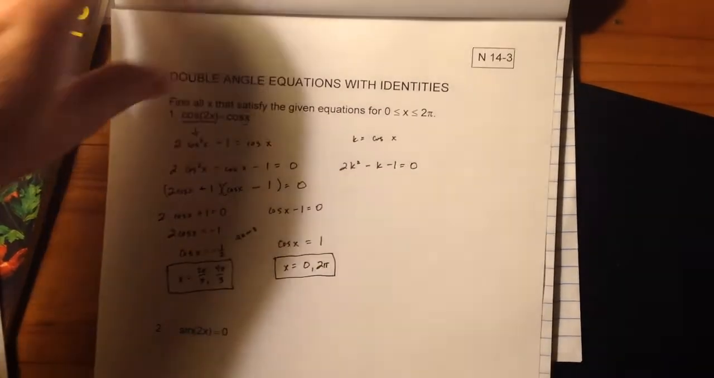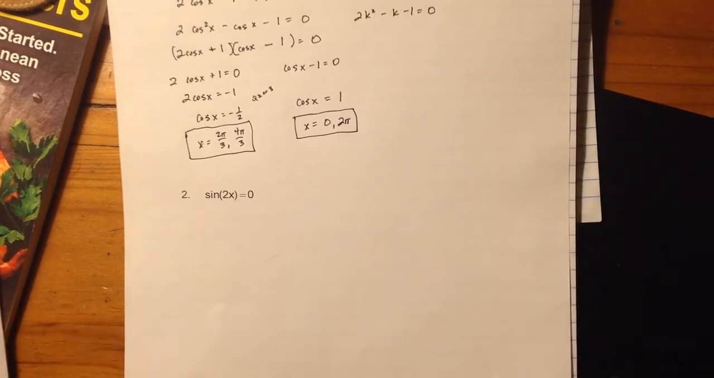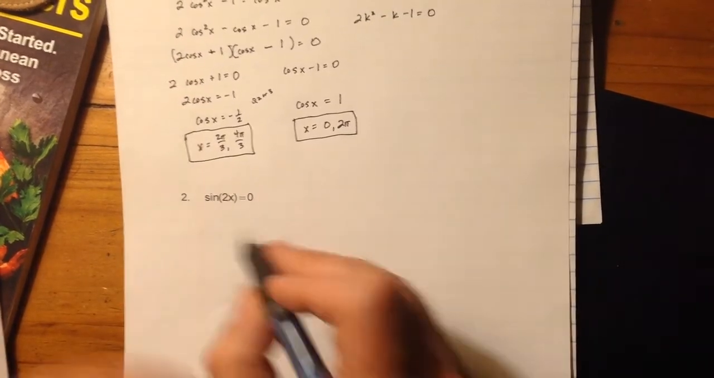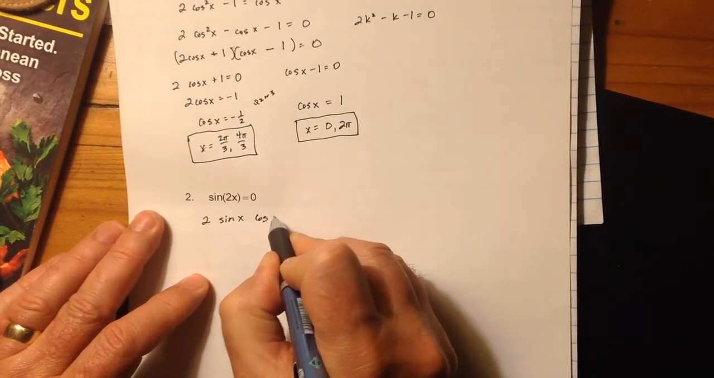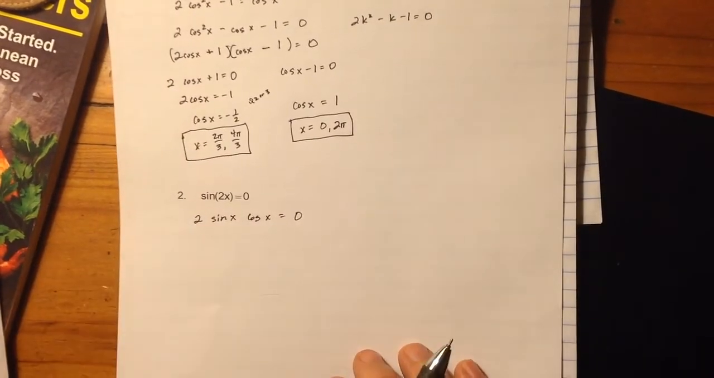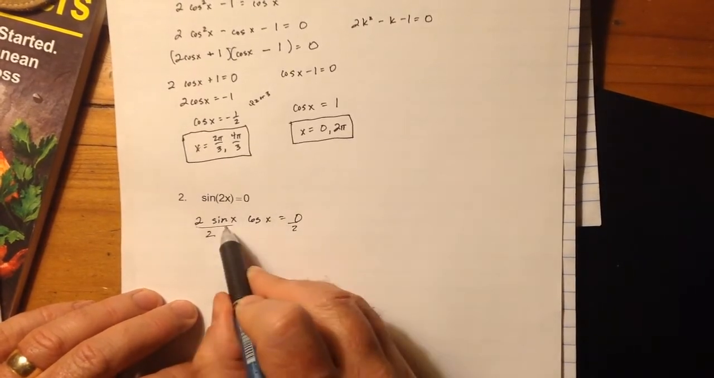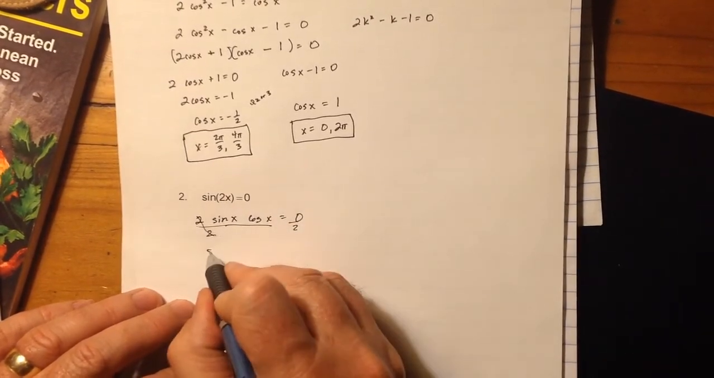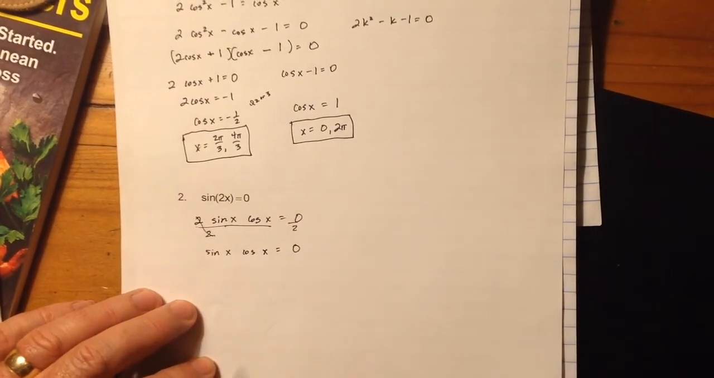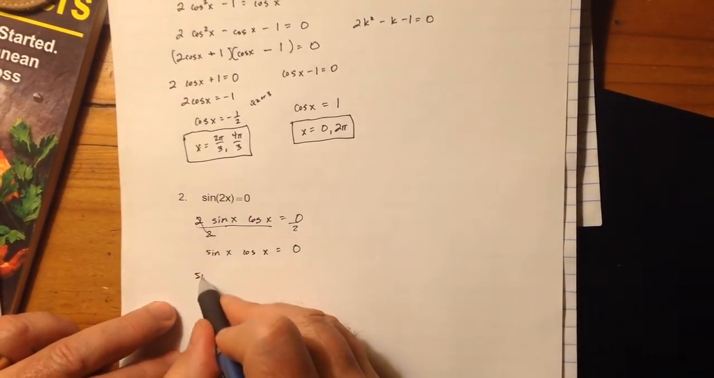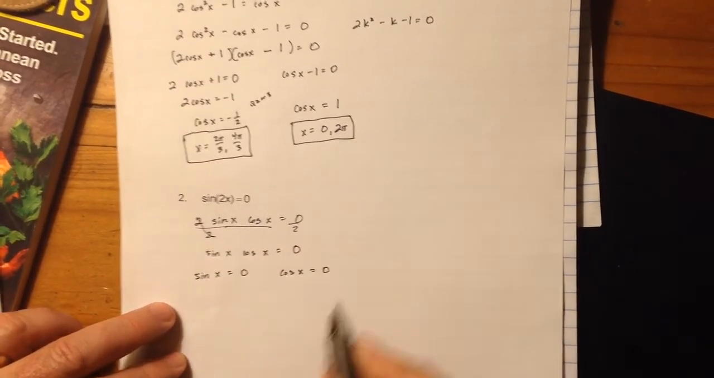Okay? One more. This time it's double angle with sine. Sine 2x equals 0. If you remember the formula, sine 2x equals 2 sine x cosine x. And so that equals 0. If I divide both sides by 2, my 2's will cancel on the left, and now I have sine x cosine x equals 0 divided by 2 is still 0. And using the zero product property, I can say, all right, either sine x equals 0 or cosine x equals 0. So this is pretty easy.